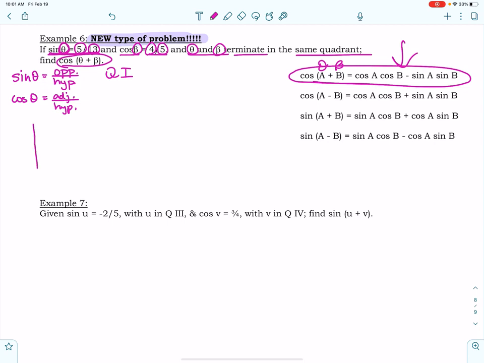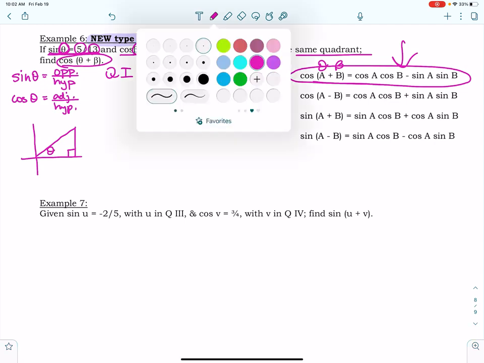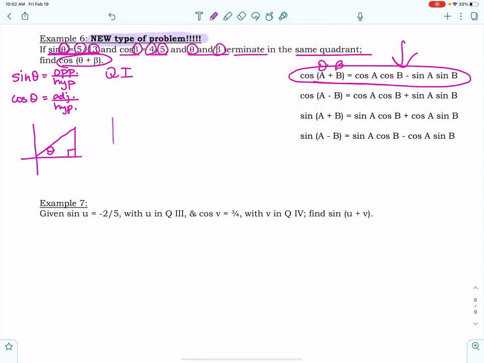I am going to construct quadrant 1, and I'm going to draw a right triangle in it, and I'm going to label this theta. I'm going to draw another one over here. Label this angle beta.